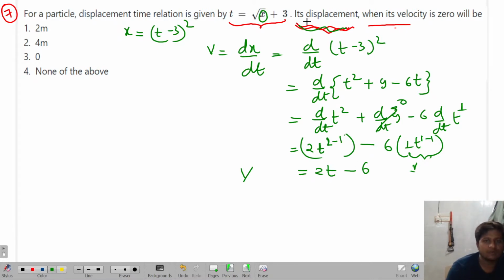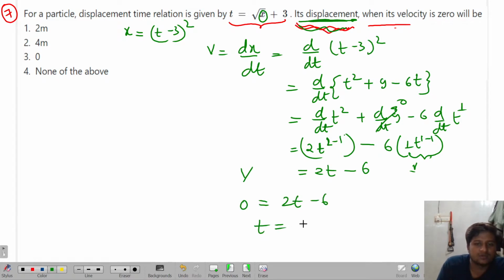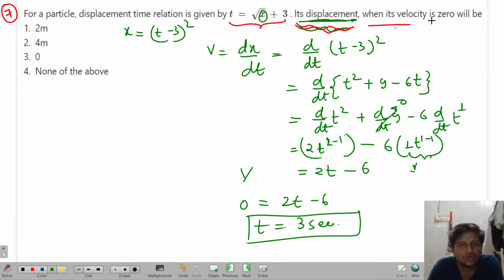Now it is saying you have to calculate the displacement when its velocity is 0. So when the velocity is 0, first you need to find t. Let us put velocity 0 equal to 2t minus 6. T becomes how much? 3 seconds, yes or no? So at t equal to 3 seconds, my velocity is 0 over here. If I replace this 3 seconds in the displacement, I get displacement as 0. So the answer is 0. Are you able to understand?